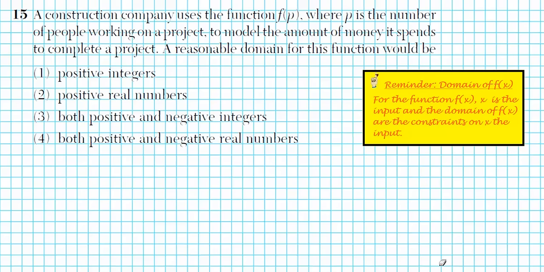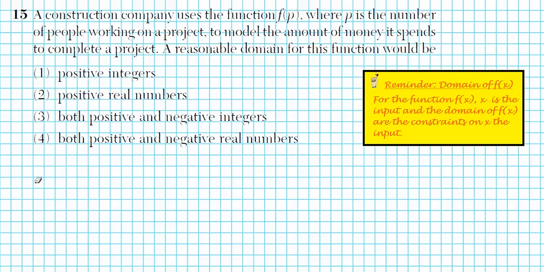Okay, let's take a look at question number 15, the last in this review installment. It says a construction company uses the function f of p, where p is the number of people working on a project, to model the amount of money it spends to complete a project. A reasonable domain for this function would be... Now, one reminder concerning the domain of a function is that for a function f of x, x is the input, and the domain of f of x are the constraints on the inputs. A function has two parts, input and output. Domain has to do with the inputs.